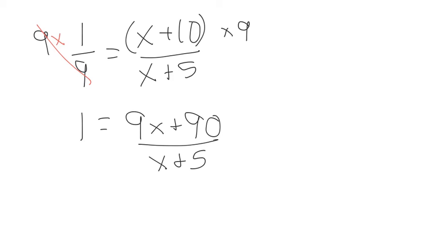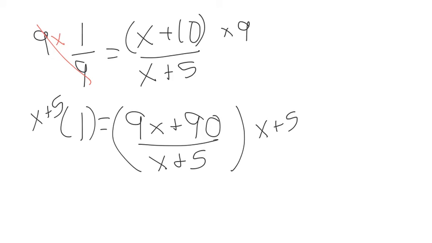Okay, so things are looking good there, but you might say, well, that looks horrible. And you're right, it kind of does, but we're going to do the same thing. We're going to multiply this expression by x plus 5, and we're also going to multiply this by x plus 5. We do that because it's easy to multiply x plus 5 by 1. That just gives us x plus 5. There's nothing simpler than that. And then on the other side, we again have this division. x plus 5 divides x plus 5 evenly, and all we have left is 9x plus 90.